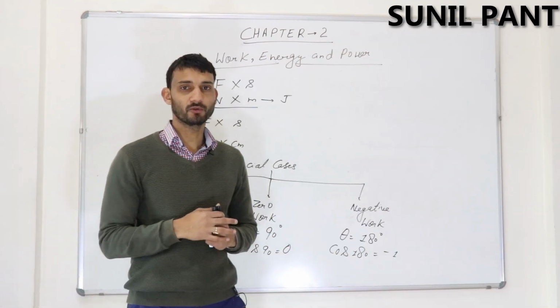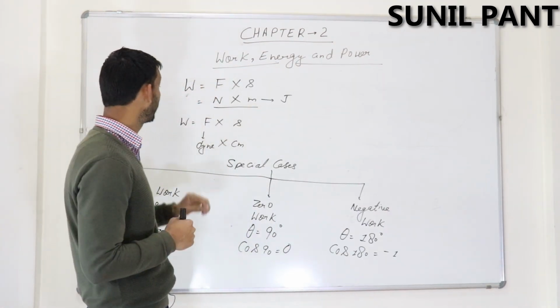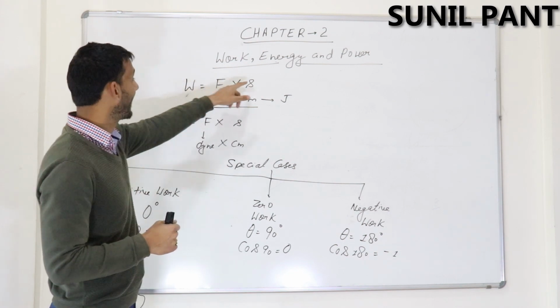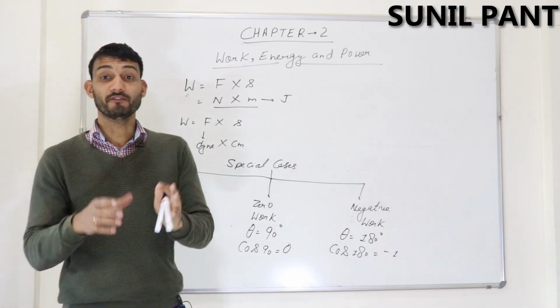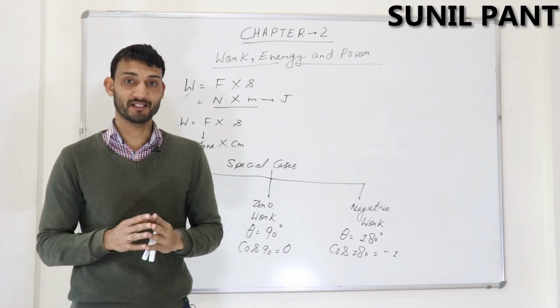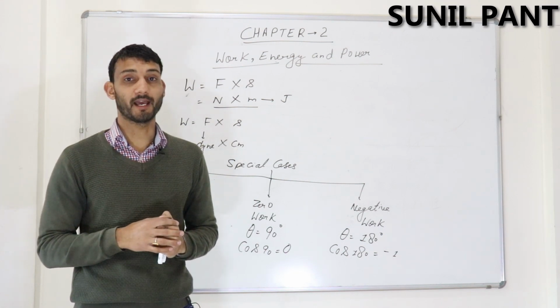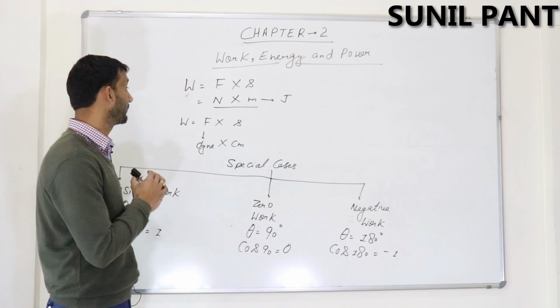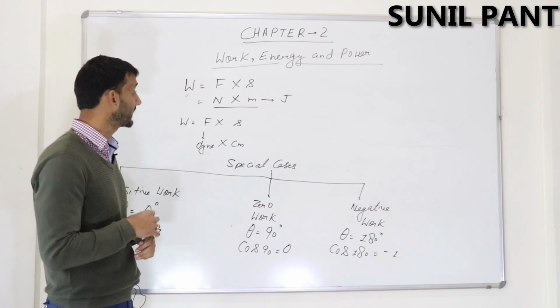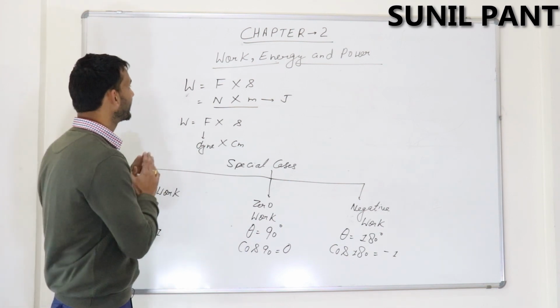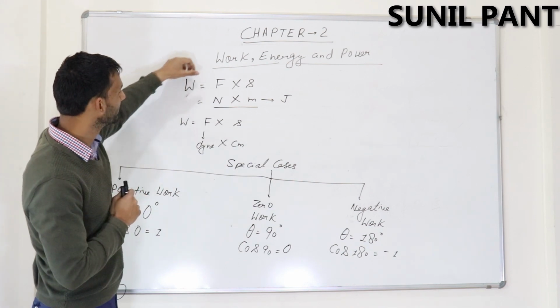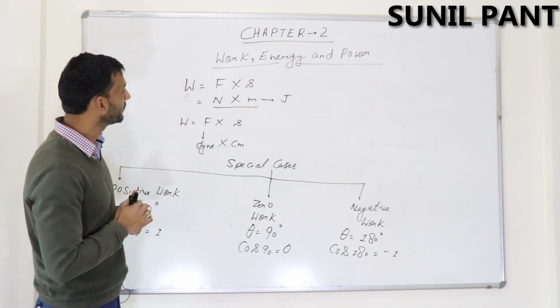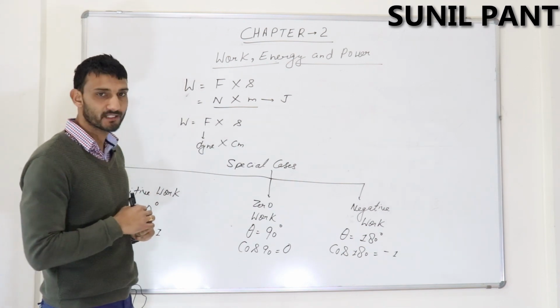As I told you, work can be calculated with the help of force and displacement. That is, when force is multiplied by displacement, work can be calculated. So W = F × S. W is work, F is force, and S is displacement. The SI unit of force is Newton and the SI unit of displacement is meter.